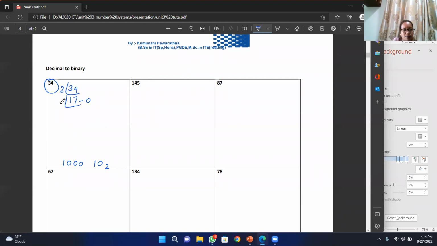Yes, 1 triple 0. You have to take this way. Right. Yes, correct. Don't put any spaces here. Right. Do the next one. 145.